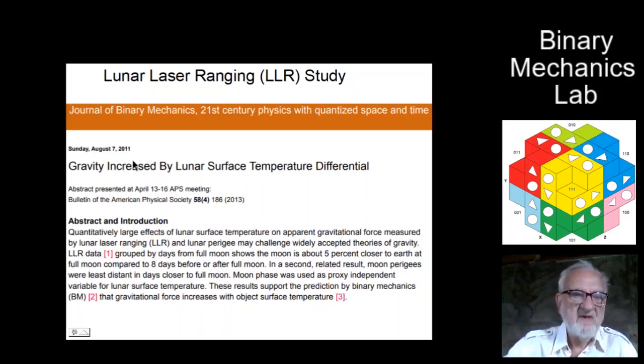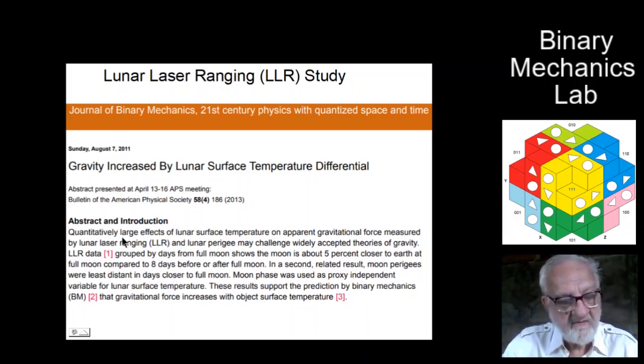In 2011, I wanted to shatter space-time energy quantization in binary mechanics with an intentionally outrageous, outlandish hypothesis based upon the motion law. And here's what we have. Rather than shattering it, it confirmed binary mechanics and called into question general relativity. Quantitatively large effects of lunar surface temperature on apparent gravitational force measured by lunar laser ranging and lunar perigee may challenge widely accepted theories of gravity.